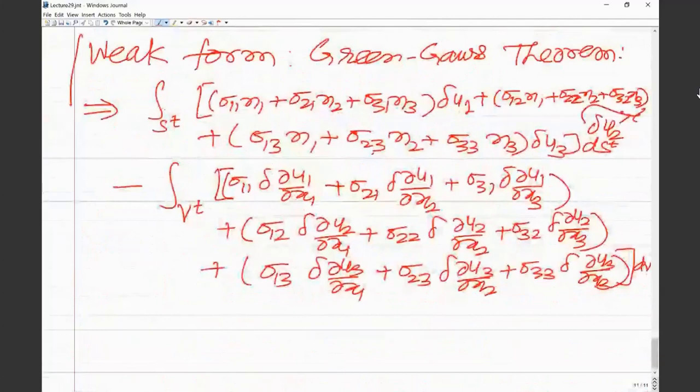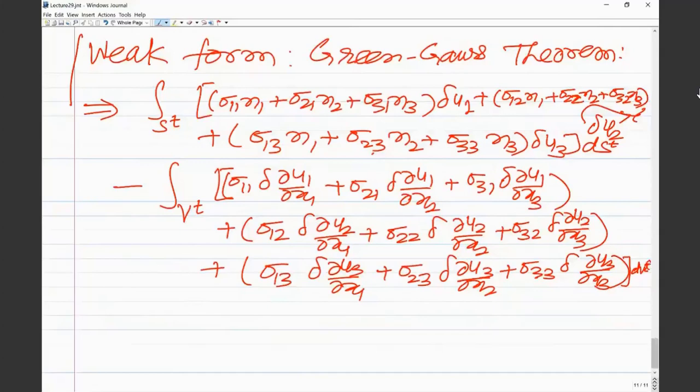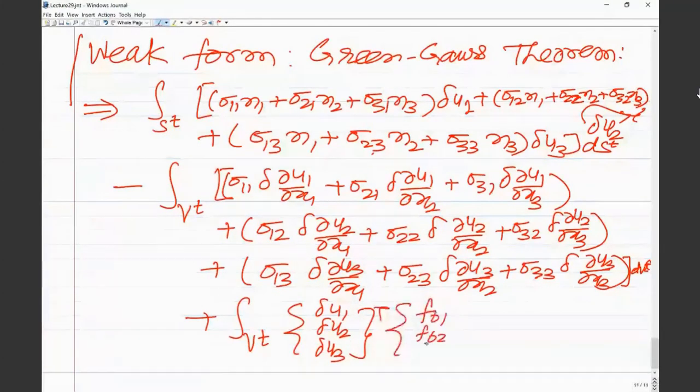Here you have this dVt. So let me write it as a smaller bracket into dVt, and then plus you have this body force term. So we'll have integration over the current volume, that is delta U1, delta U2, delta U3 transpose into FB1, FB2, FB3 dVt. This is equal to 0. So this is the weak form. And what we can do is multiply the whole thing by a minus sign.